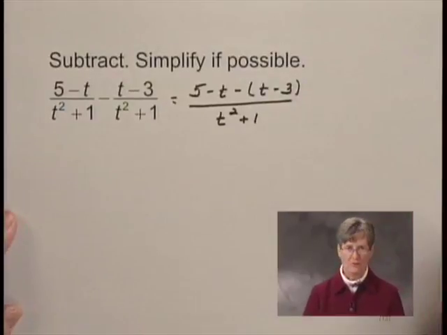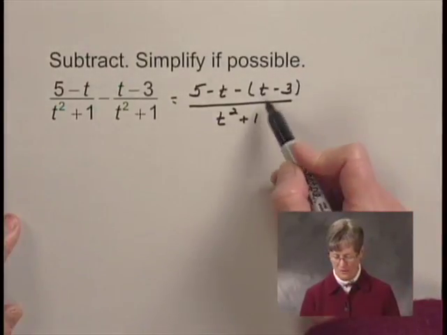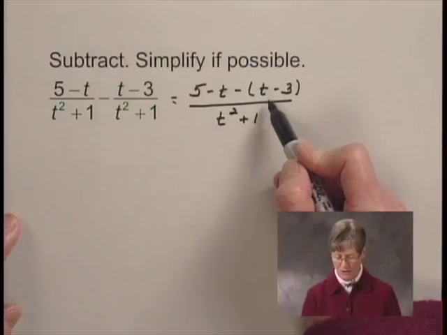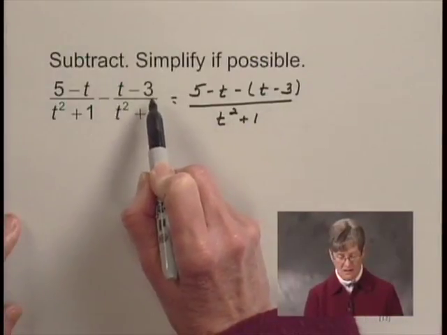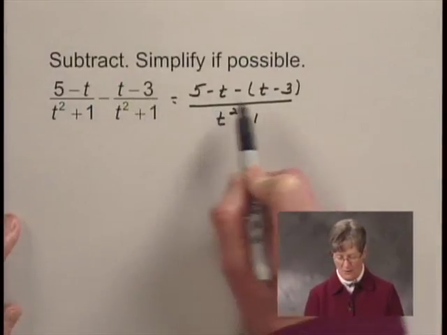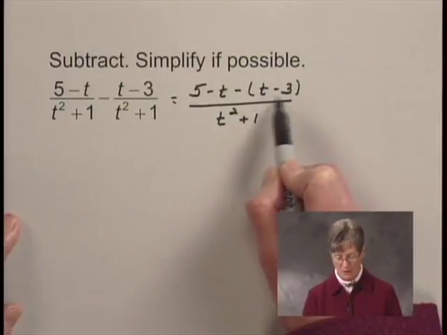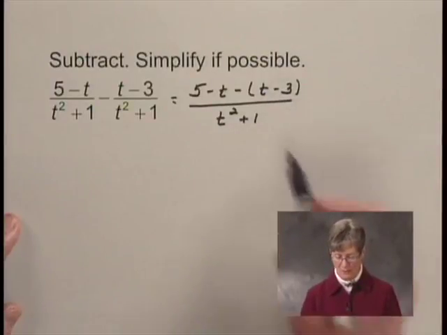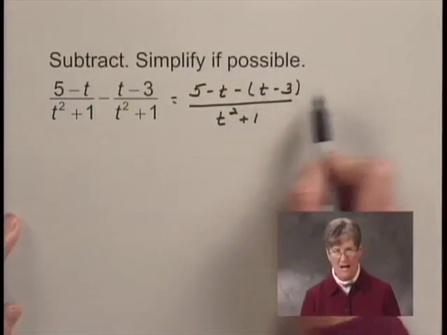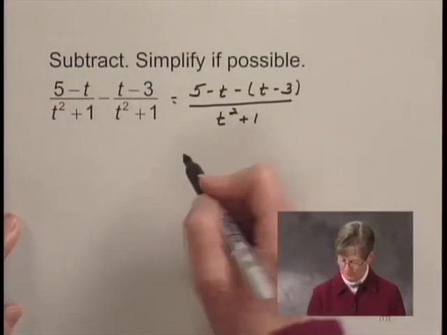Now, if you're rushing through a test, don't get in too big of a hurry when you do this step, because you need to subtract the entire second numerator from the first one. So the parentheses are necessary here to show that we're subtracting both of these terms and not just the first one. If you wrote it without the parentheses, you would be subtracting only the first term.